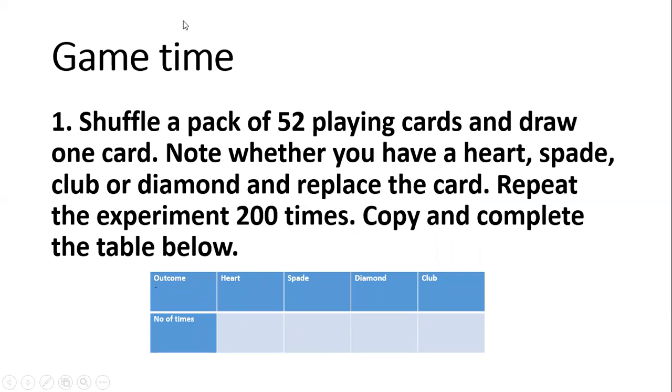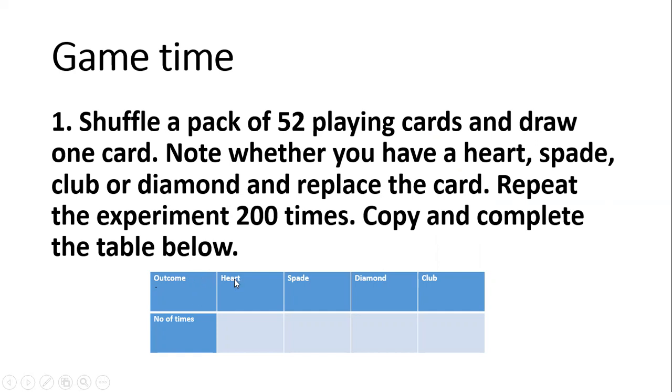Now, to make our work simple, probability is a matter of chance and game. So we have a game. It's game time. I want you to take a pack of playing cards. We have 52 playing cards with 2 jokers. The game says shuffle a pack of 52, which means we will have removed the 2 jokers, and draw 1 card by chance. Note whether you have a heart, a spade, a club, or a diamond, and replace the card. Repeat the experiment 200 times. Copy and complete the table below.